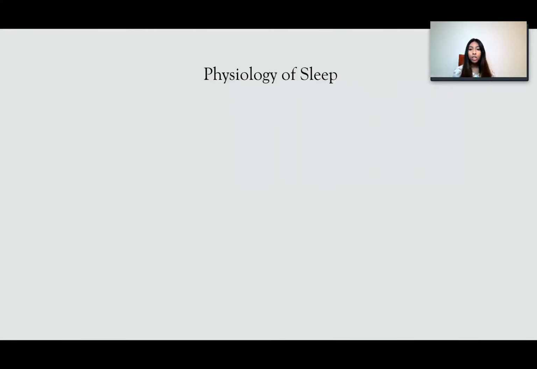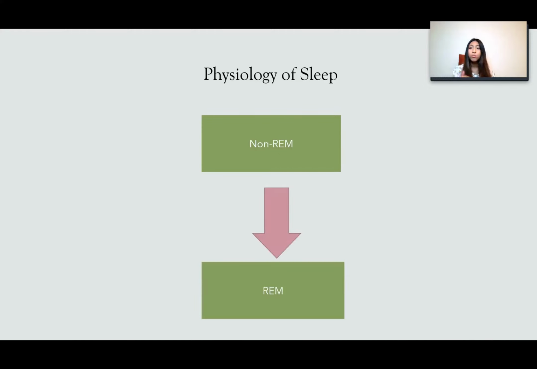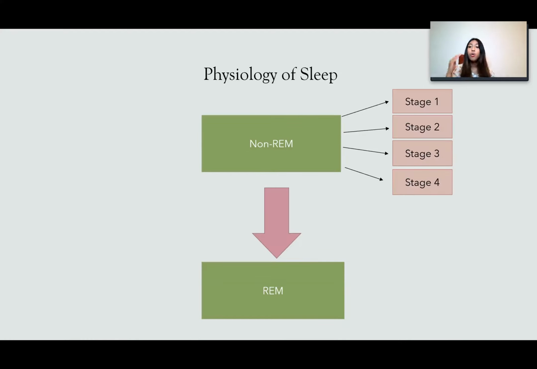So when talking about the physiology of sleep, right now, I'm just going to give a very basic overview of the stages of sleep. In the next few slides, I will be going into a lot more detail. So the first big stage is non-REM. REM stands for rapid eye movement. The second stage is REM. And under non-REM, we have 4 sub-stages, which are called stages 1, 2, 3, and 4. So now I'm going to go into more detail, starting with the non-REM part, stage 1.